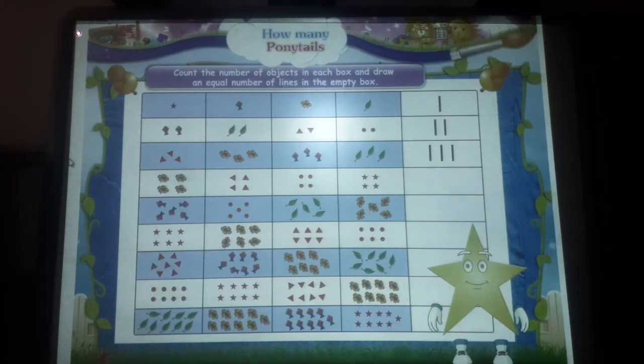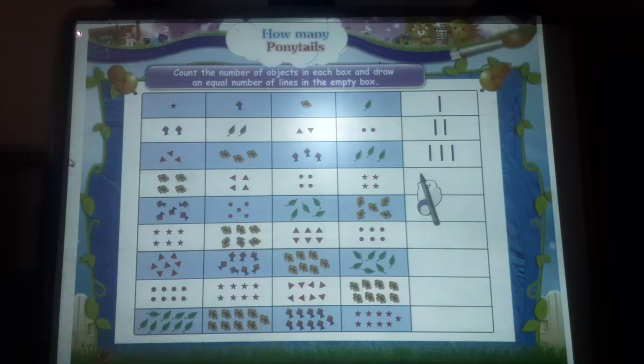Good. Next is four flowers, four triangles, four dots, four stars. So, draw four lines in the box.